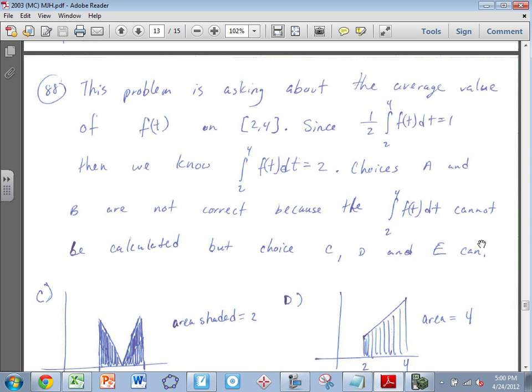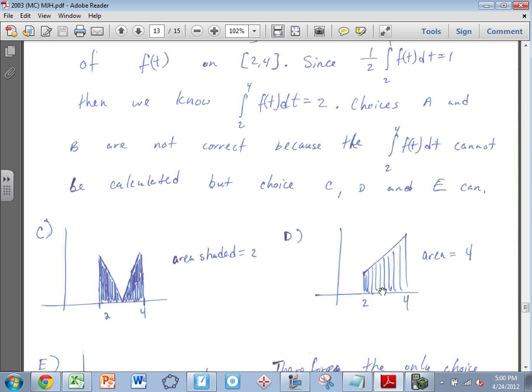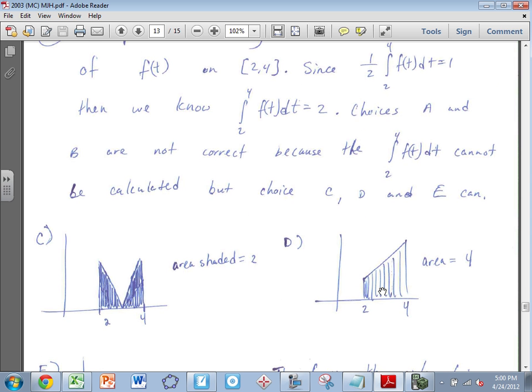So, we are being asked to find the average value of this function. Now, if the average value is 1, it means that this stuff would settle out to be 1. So what I did was this. First of all, choices A and B are not correct right away because we can't calculate these values. Look at choices A and B. How are you going to be able to figure out, like here's what I did in my mind. Where's your pen?